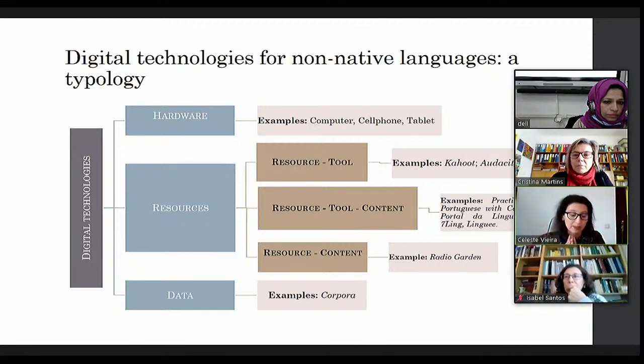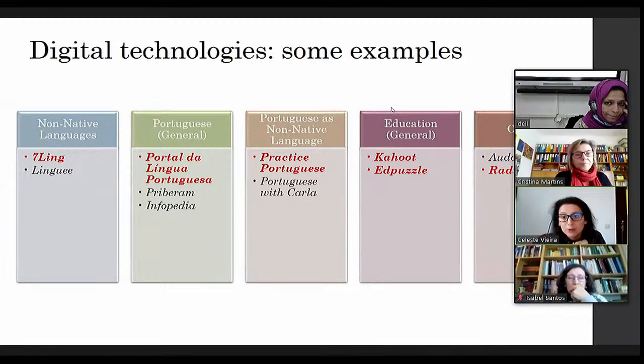And the third type is called resource content and includes digital documents that cannot be edited by the user and can present different formats such as text, audio, video. An example of that is Radio Garden. We will show you later on. And finally, data. Data includes information in original state, for example, corpora of written texts or oral productions. Now I'm moving this to Cristina.